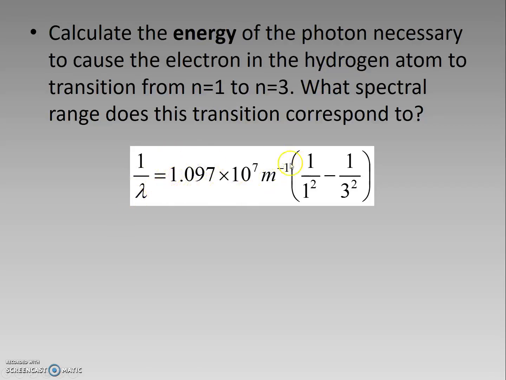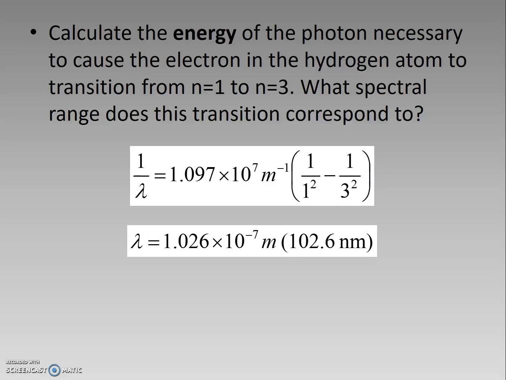I use my R, and I arrange my 1 and my 3. My only goal here is to get a positive number out of this so that the whole answer is positive. So I find that my lambda, remember I solve for 1 over lambda and then I take the reciprocal, ends up being about 102.6 nanometers. This is a good time to note that if you looked at the electromagnetic spectrum, you'd find that 102 nanometers is UV.